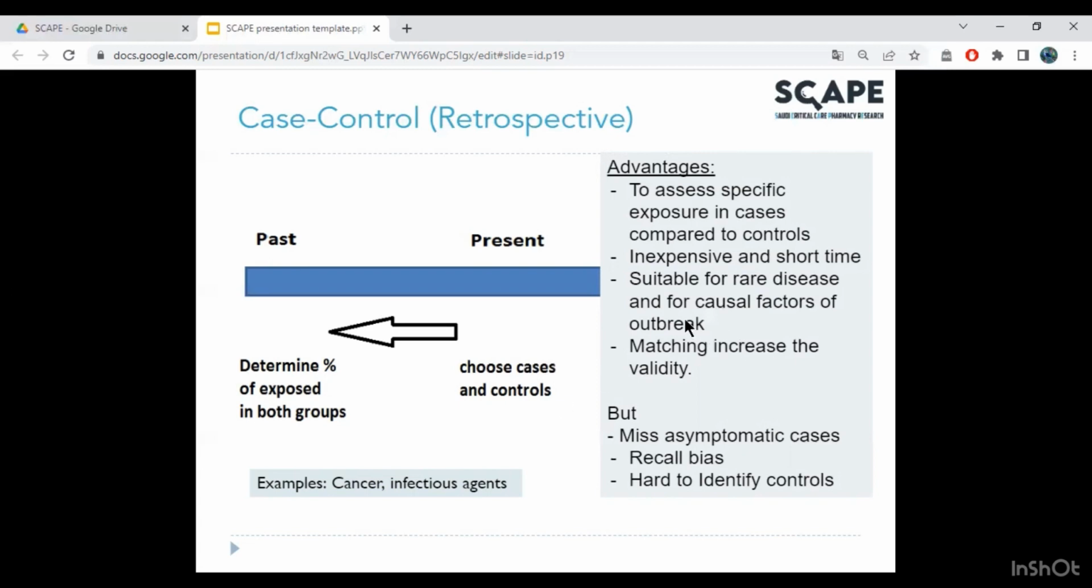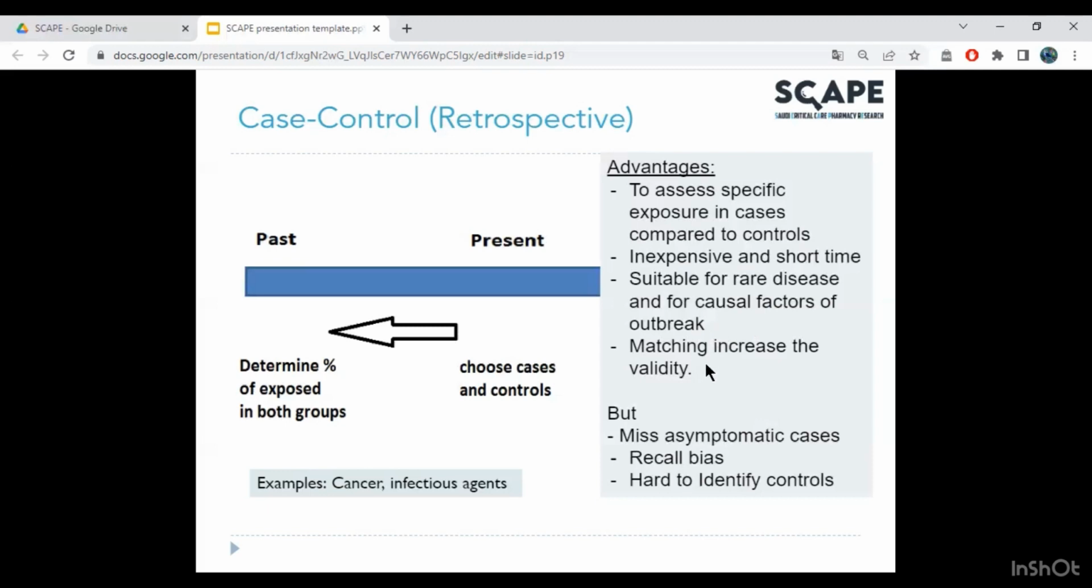And it is good for causal factors of an outbreak. Now, in outbreaks, you need to get very fast information about the exposure or the causes of the outbreak. That's why in an outbreak, one of the first studies conducted that gives us reliable information is the case control study, especially when the outbreak is at the beginning, as happened in Corona time.